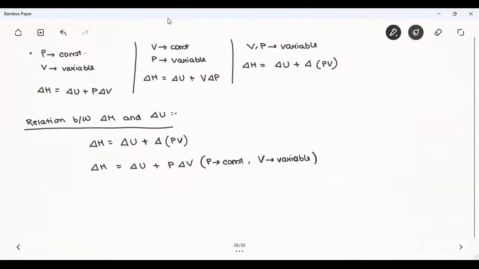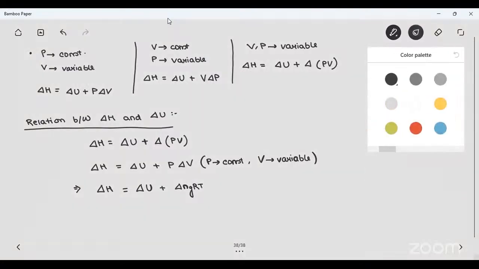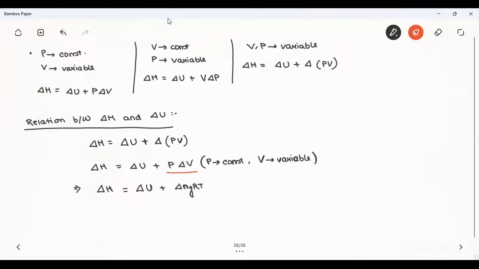So this equation is delta H is equal to delta U plus delta n_g RT. Why? Because remember, we always considered the ideal gas in our system. PV is equal to nRT, right? So just for this, instead of n, we write it as n_g. This is the important formula you have to remember. Is this part clear?